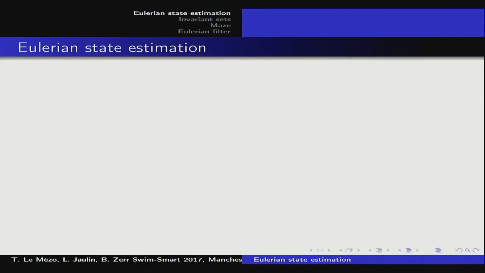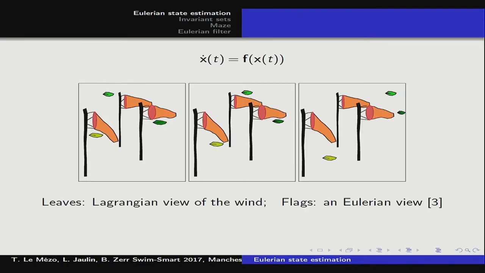So first, I will have to explain what we mean by Eulerian. It's a classification that has been proposed by Mitchell to represent two types of method. One which is Lagrangian, and the other one which is Eulerian, and it comes from fluid mechanics.